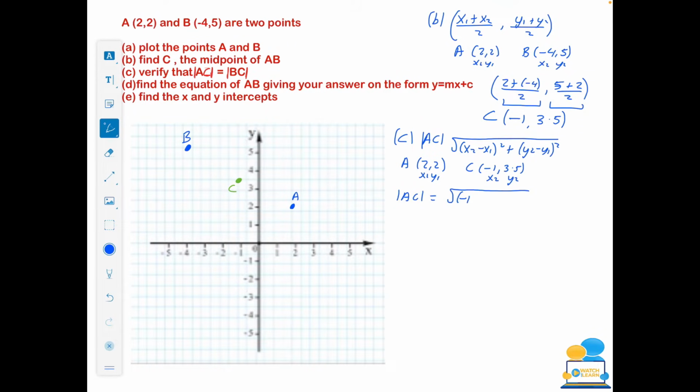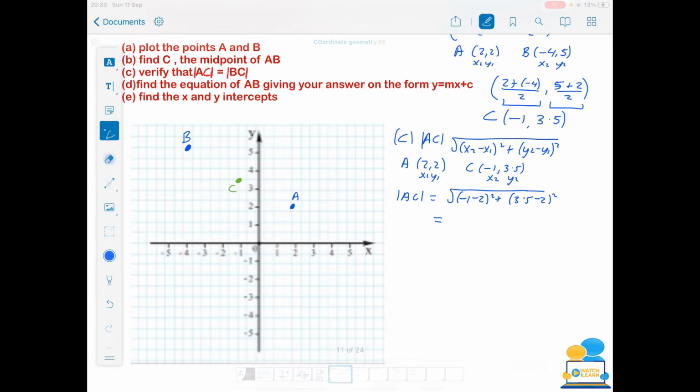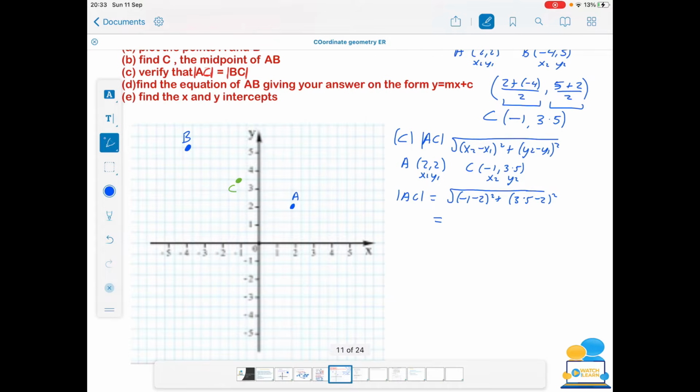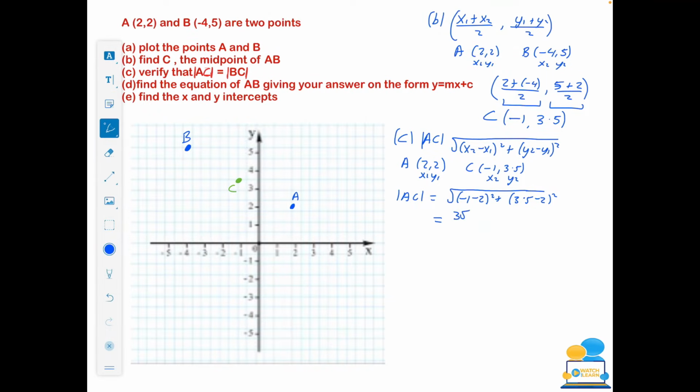So we'll find AC is equal to the square root of (-1 minus 2) all squared plus (3.5 minus 2) all squared. So we'll put that into our calculator. And we get out 3 root 5 over 2. So the distance between A and C is 3 root 5 over 2. Don't be alarmed that it's not a nice number. Okay, it's still a perfectly valid answer.